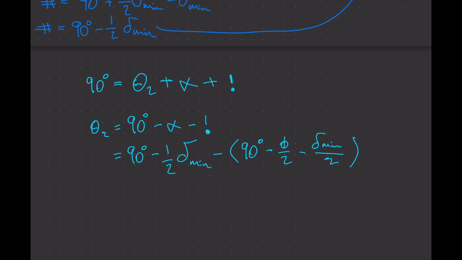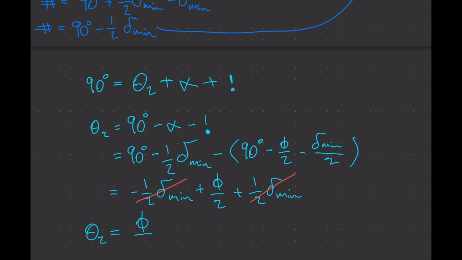Close bracket, and I can simplify this a little bit more. So those 90s cancel. This leaves us with 1/2 delta min with the minus sign. We got minus minus, which makes a plus phi over 2, minus minus, which makes a plus delta min over 2. Looking pretty good. These delta mins cancel perfectly because we have plus 1/2 minus 1/2 delta min. So we just get theta 2 is equal to phi over 2.